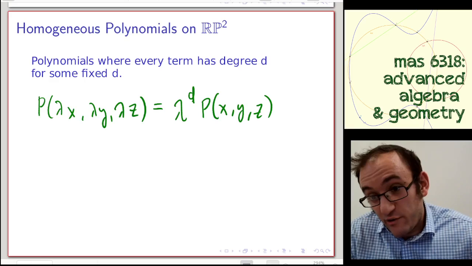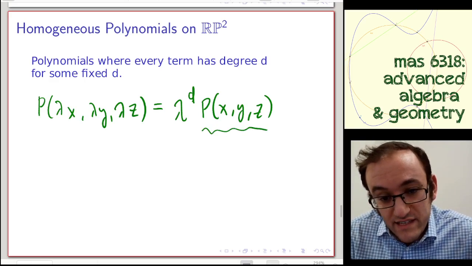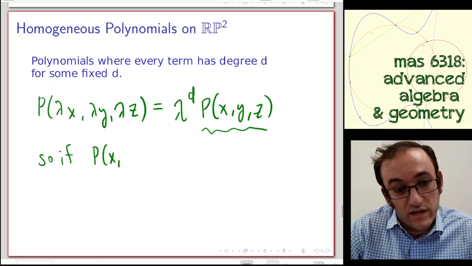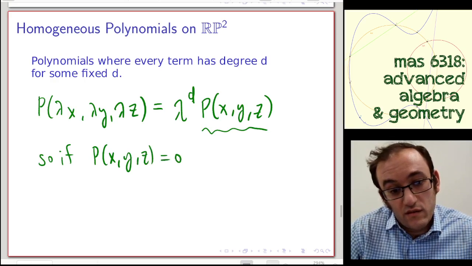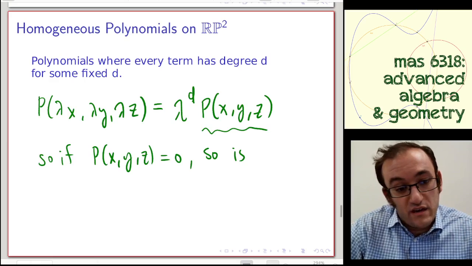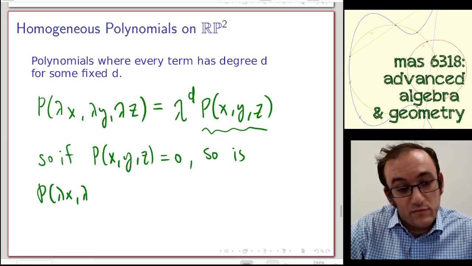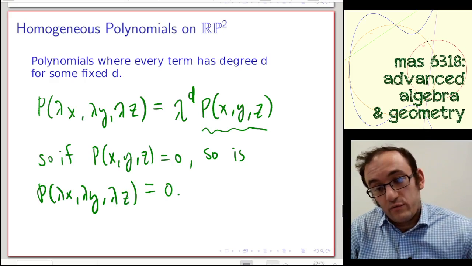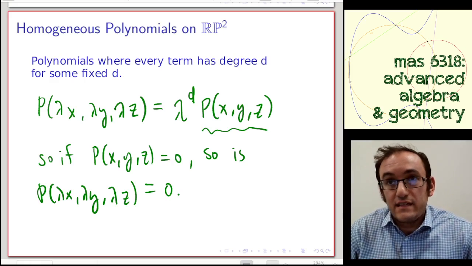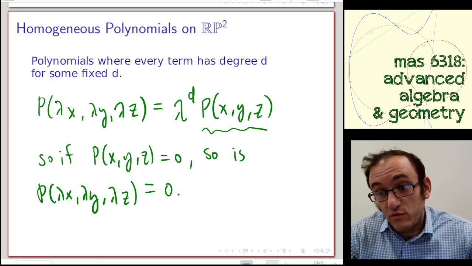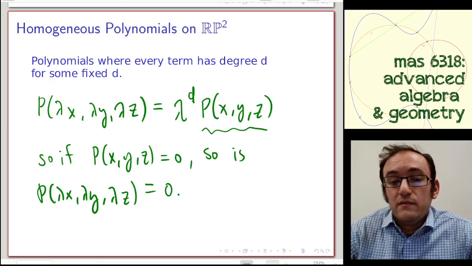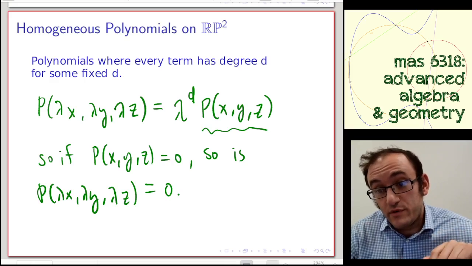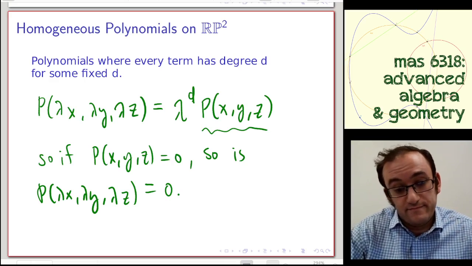So that's not, in general, equal to the original value, but if p of x, y, z is 0, then so is p of lambda x, lambda y, lambda z. Okay, which means that the sets of points defined by the vanishing of certain homogeneous polynomials is well defined in real projective space, even though we have different triples of numbers standing in for the same point.